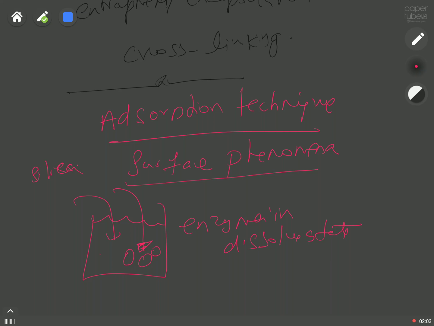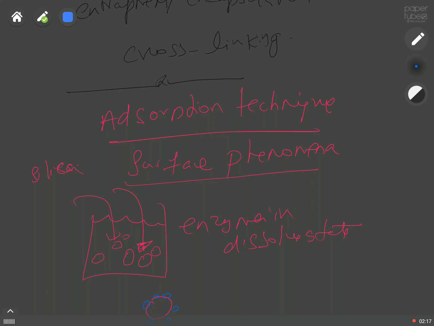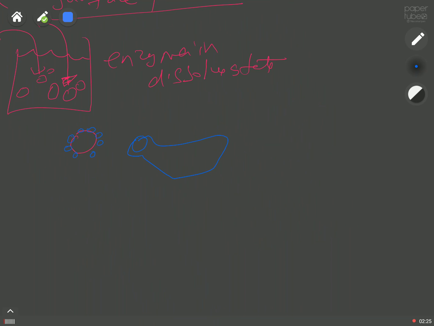So imagine these are your silica particles. What will happen is your enzyme will get attached to those silica particles. So eventually they get adsorbed. If you have a higher surface area, imagine you have a material with a really big surface area, you will attach more enzymes because you have more surfaces, which means you can attach more enzymes onto that additional surface area. So that's the principle of adsorption.